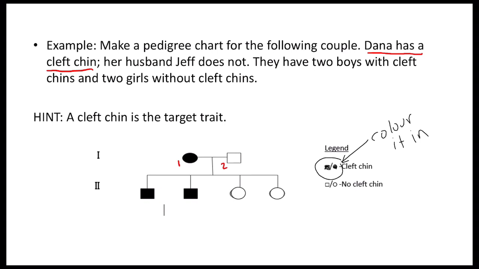Then we're looking at their children. The two boys, represented by squares, are affected by this trait. The two girls are not. So individuals 1 and 2 are affected, 3 and 4 are not. I've labeled that Jeff and Dana are generation 1, and their kids are generation 2. So check over your answers, make any corrections, and make sure you've got everything down correctly.